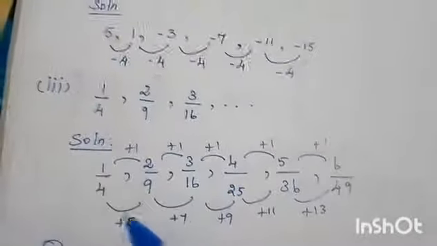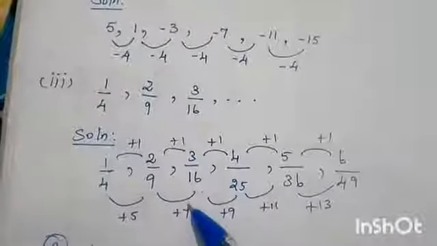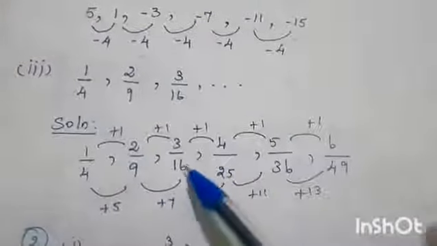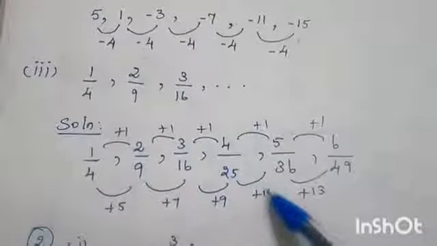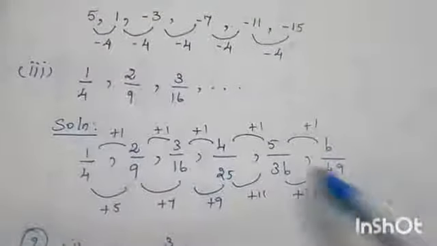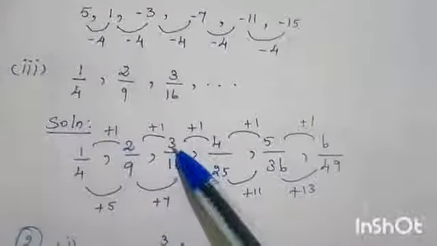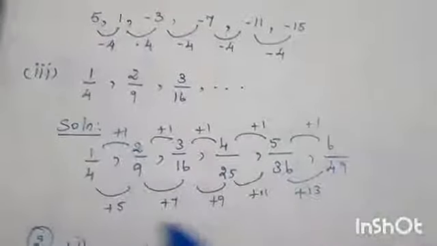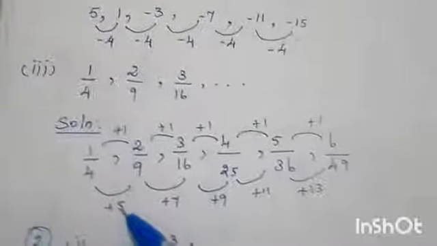That is, it is an odd number. The next odd number after 5 is 7. 9 plus 7 is 16. The next odd number is 9. 16 plus 9 is 25. The next odd number is 11. 25 plus 11 is 36. 36 plus 13 is 49. The same way you have to write. In the numerator one more number is added, that is 4, 5, 6. So the numerator is added by 1, and the denominator is added by odd numbers starting from 5.